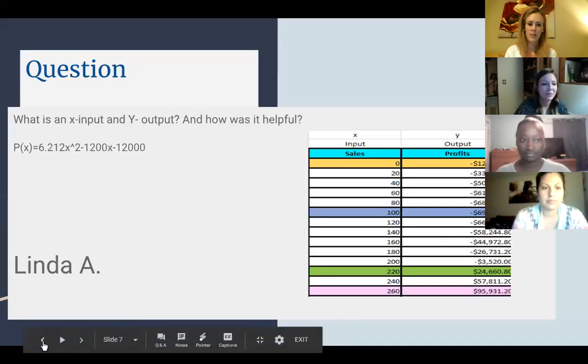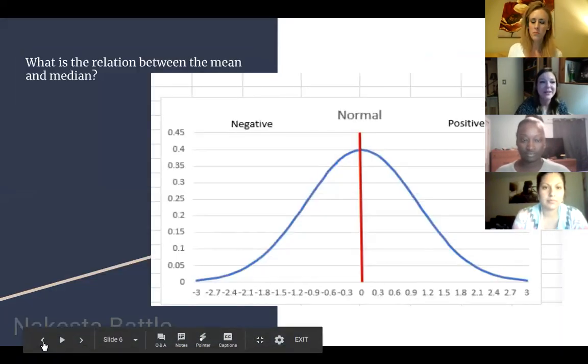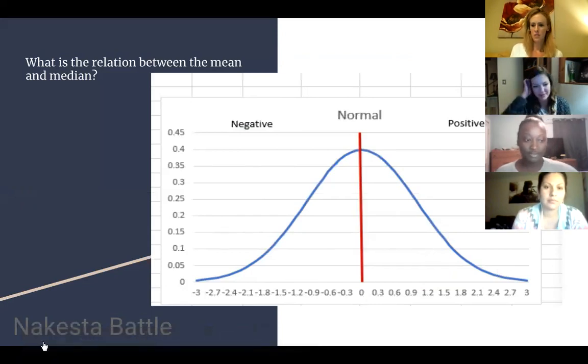Nakesta, what is the relation between the mean and the median? Well, an important relationship between a mean and a median can be distinguished by the skewness of the data. For a set of data, if the mean equals the median, then it is symmetric. It is a symmetric distribution.